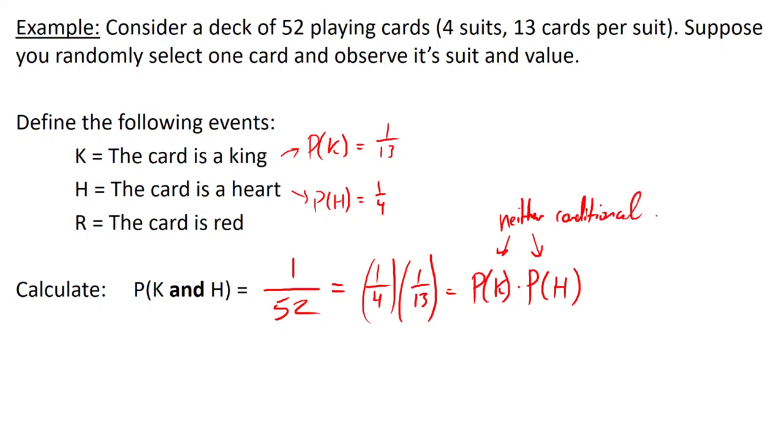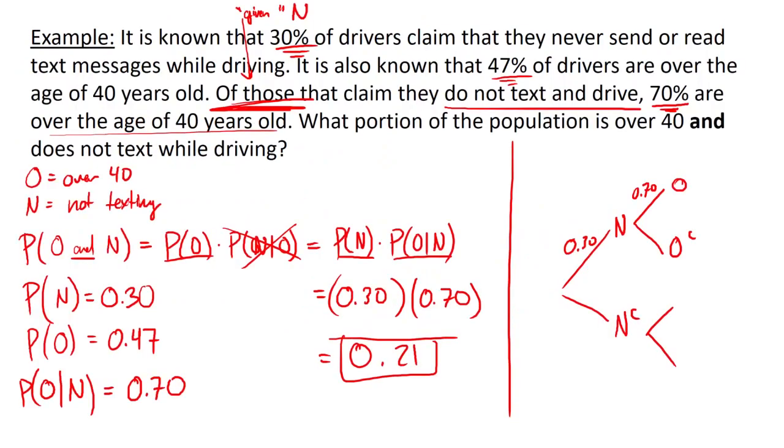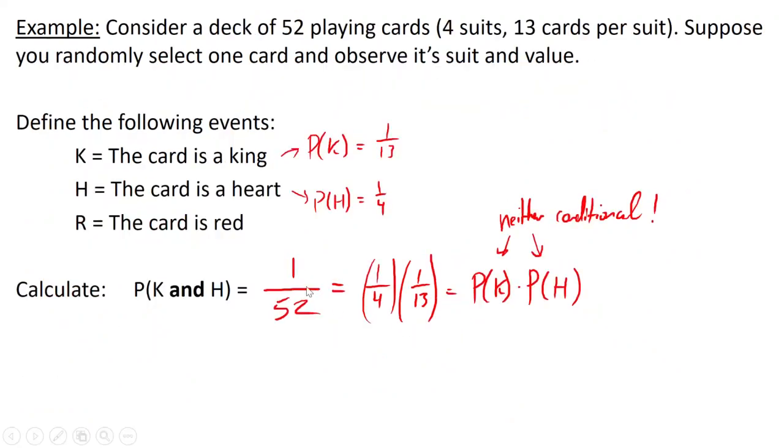So why does it work here, but it didn't work in the texting problem? For example, on the texting problem, to find the probability of being over 40 and not texting, we couldn't just take the probability of not texting times the probability of being over 40. We didn't just multiply these 2 together. It's not P of N times P of O. We had to take into account the conditional probability. But if you look at it here, the probability of K and H is exactly the probability of K times the probability of H. There's no conditional probability involved. Why?